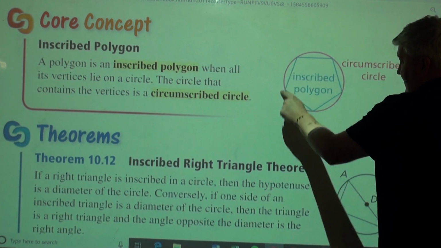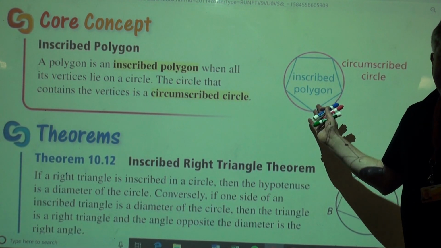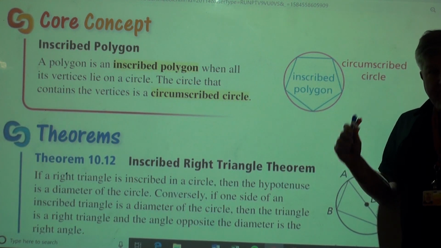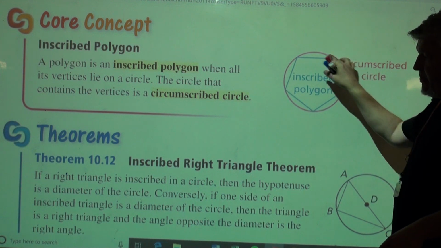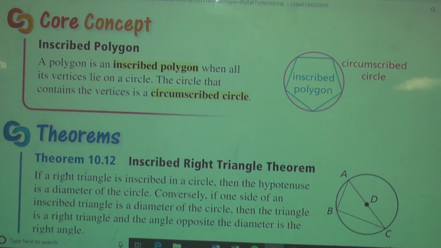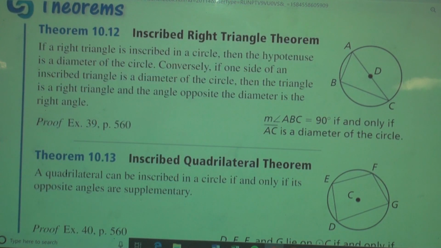That's an inscribed polygon. What kind of polygon is this? That's right, it's a pentagon. All right? And then a circumscribed circle is the circle that goes around the polygon. A couple of theorems to note.